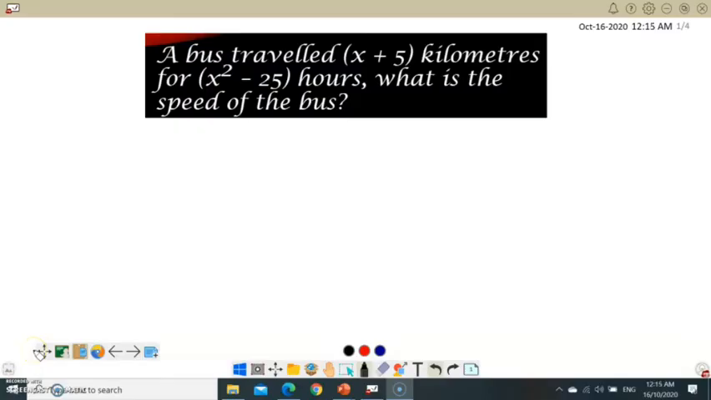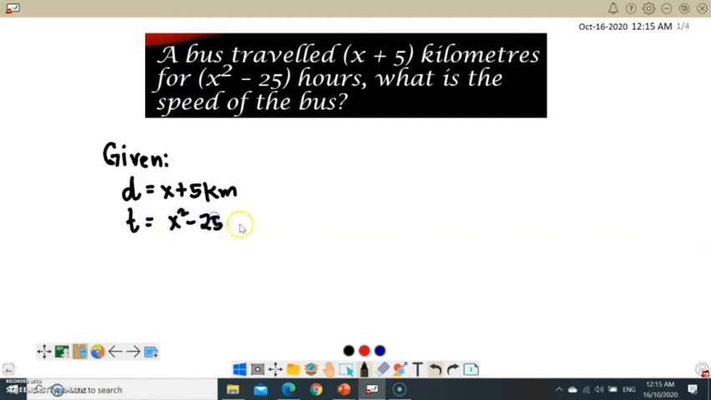A bus traveled x plus 5 kilometers for x squared minus 25 hours. What is the speed of the bus? So in this problem, the given are distance, which is equal to x plus 5 kilometers, and time, which is equal to x squared minus 25 hours.